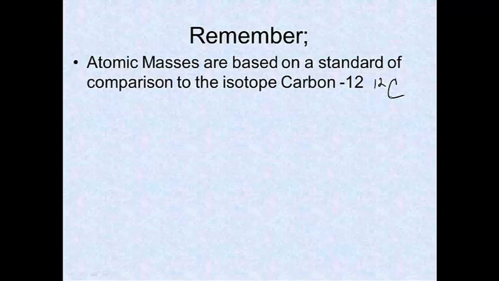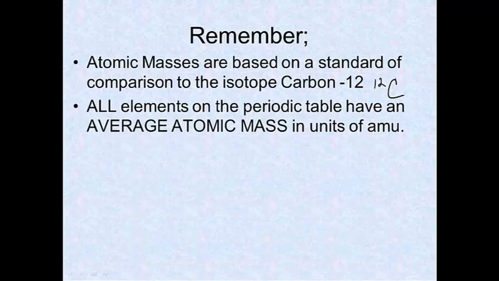Please remember that isotopes vary by number of neutrons only. Same number of protons, same number of electrons. The mass number is different because of the number of neutrons.